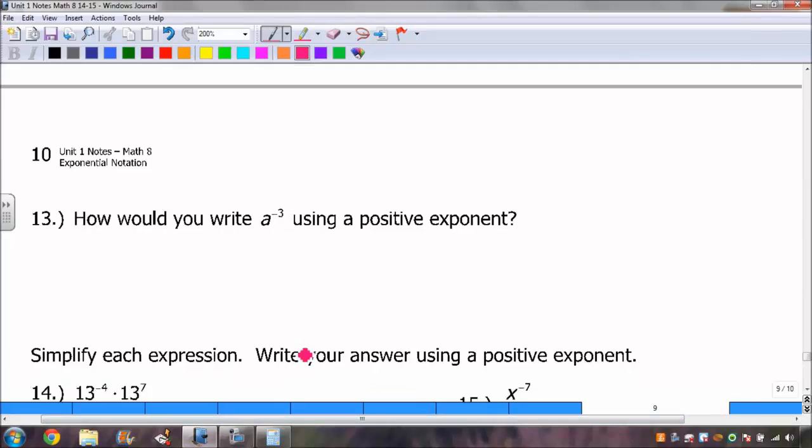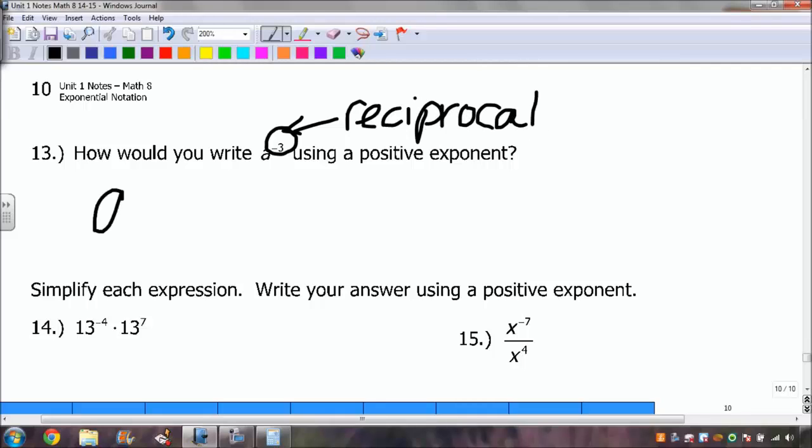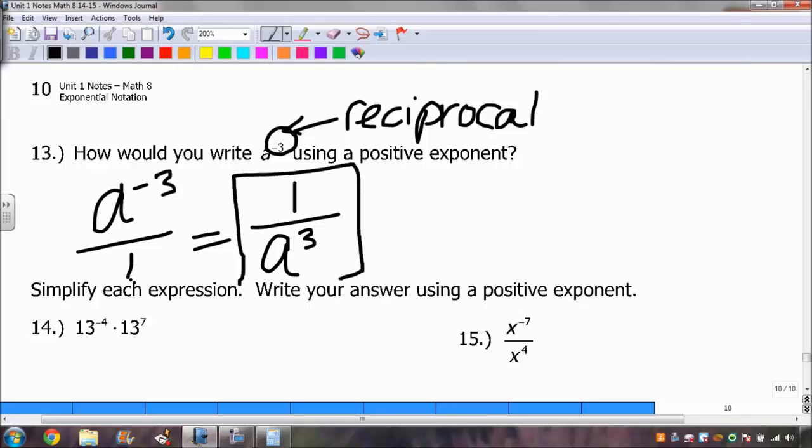So question number 13 says, how would you write a to the negative 3rd power using a positive exponent? Remember, negative exponent means to do the reciprocal. Okay? So I'm going to take a to the negative 3rd power. It's technically over 1. So that means I'm going to do the reciprocal. The 1 in the denominator will now flip up to be in the numerator. And once I do the reciprocal, my exponent is allowed to become positive. So you flip these two right here and change this into a positive.